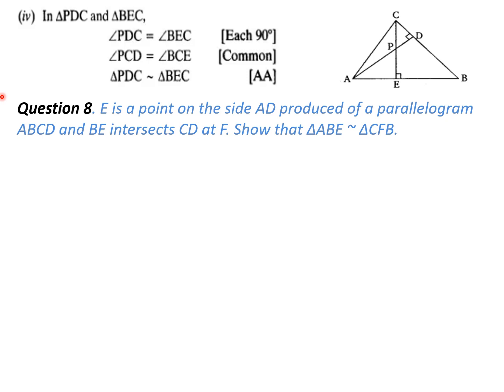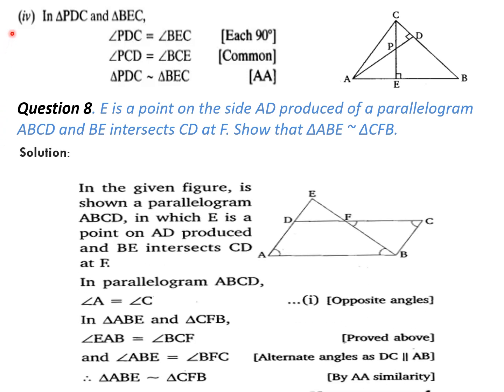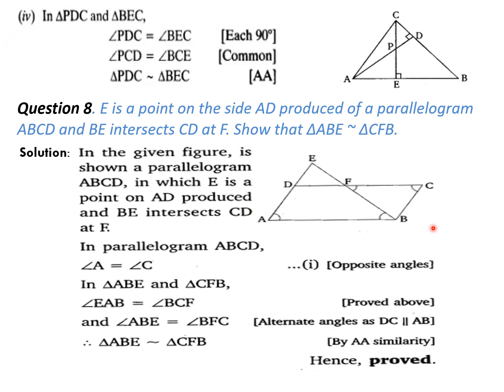In question number 8, E is a point on the side AD produced of a parallelogram ABCD and BE intersects CD at point F. Show that triangle ABE is similar to triangle CFB. In the diagram, we can see that we have a parallelogram ABCD. So we know that ABCD is a parallelogram. A parallelogram has the properties where its opposite angles are equal and opposite sides are also equal and parallel.